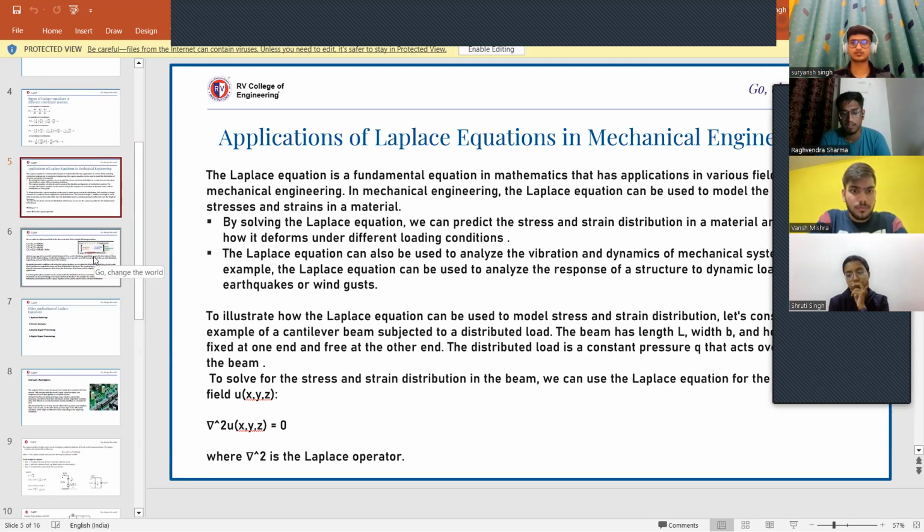First, we'll take an example of a cantilever beam, which is subjected to a distributed load. Let the beam have a length L and width B, and it is fixed at one end and free at the other. Now the distributed load is a constant pressure of Q that acts over the beam. To solve the stress and strain distribution in the beam, we can use the Laplace field U of x, y, z and form the equation.